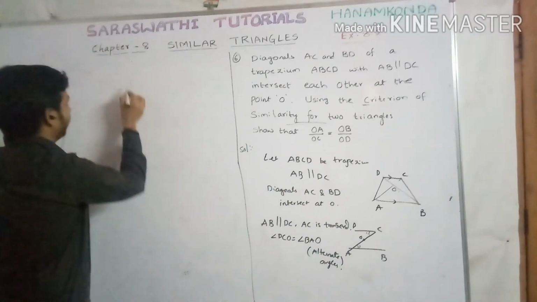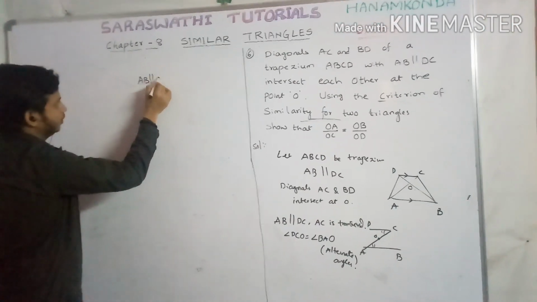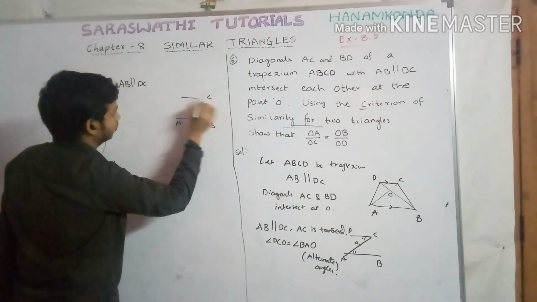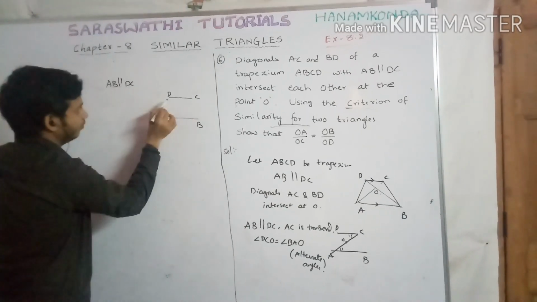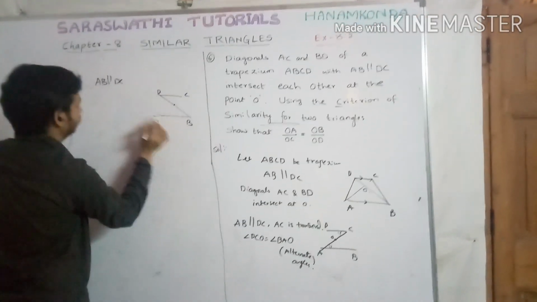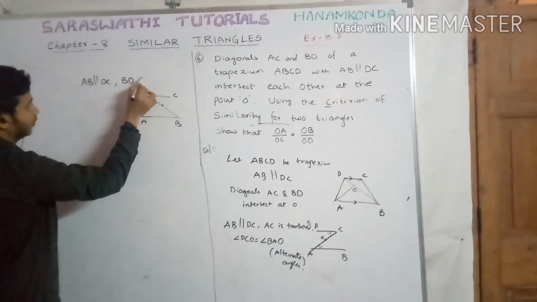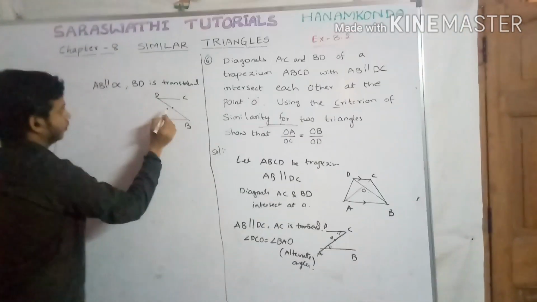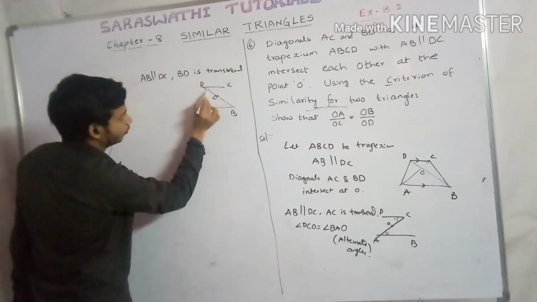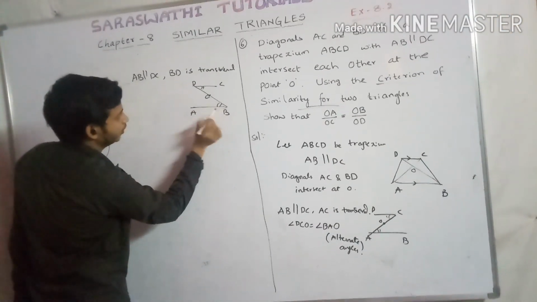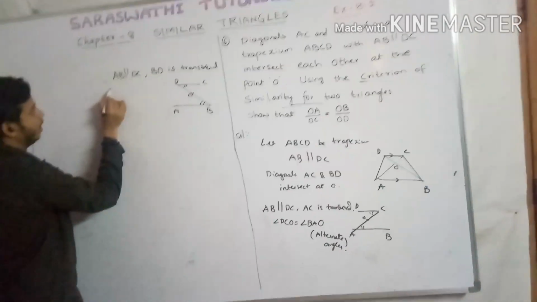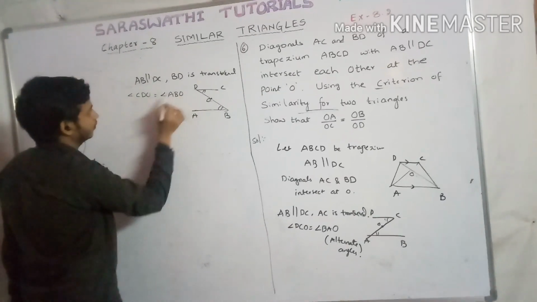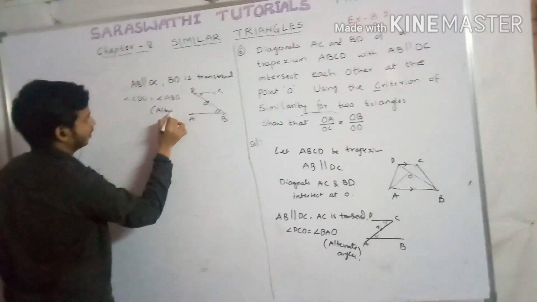Similarly, AB is parallel to DC, and we consider BD as the transversal. So angle CDO equals angle ABO. These two are alternate angles again. Angle CDO equals angle ABO, alternate angles.